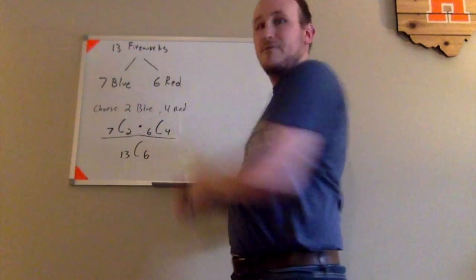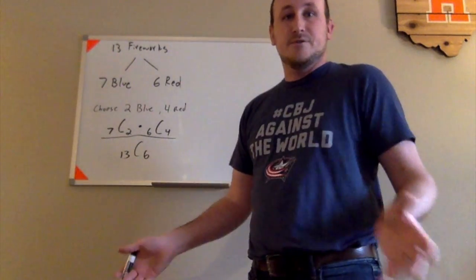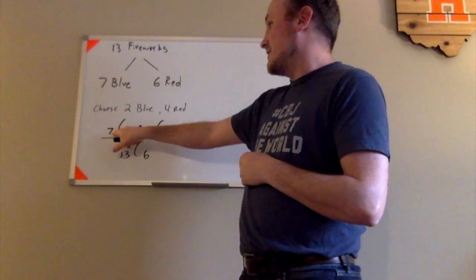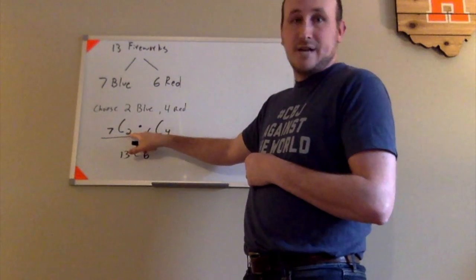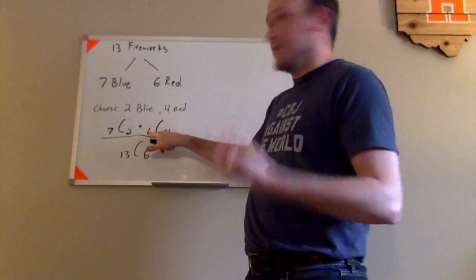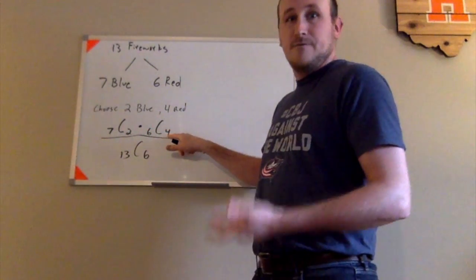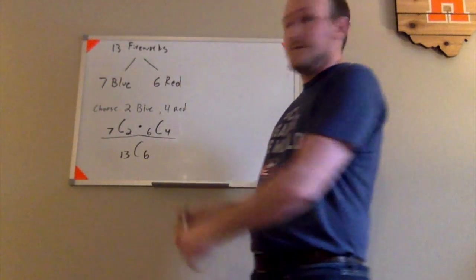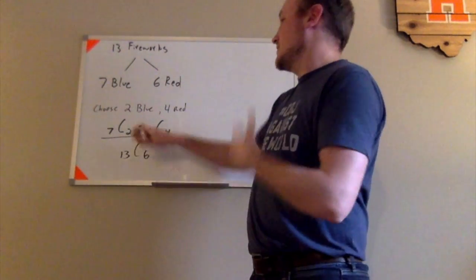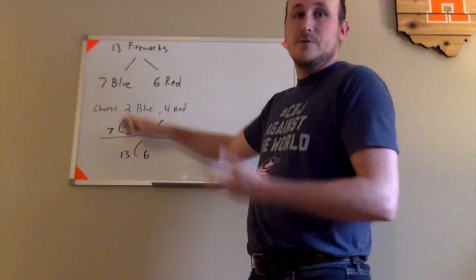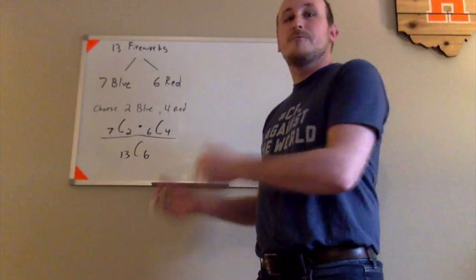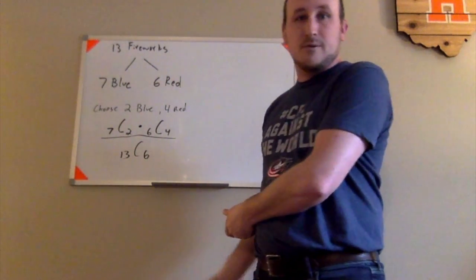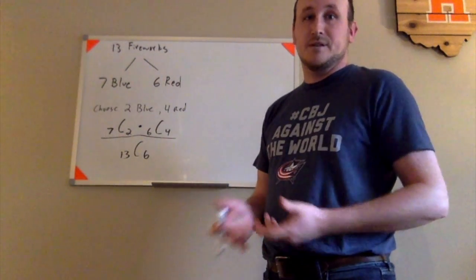The top of the fraction then breaks it down into the 2 subcategories. You have 7 blue ones, and you need to choose exactly 2 from the blue, and you have 6 red, and you have to choose exactly 4 from the red. Again, they told you were launching 6, so if you had to have exactly 2 from the blue, that means that the other 4 had to come from the red fireworks. That's a spot where people sometimes get confused.